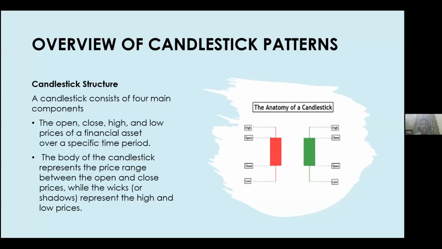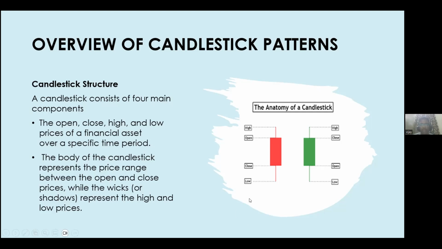So what is a candlestick pattern? A candlestick consists of four main components: the open, close, high, and low price of a financial asset over a specific period of time. The body of the candlestick represents the price range between the open and close price, while the wicks or shadows represent the high and low price, as you can see in this picture.